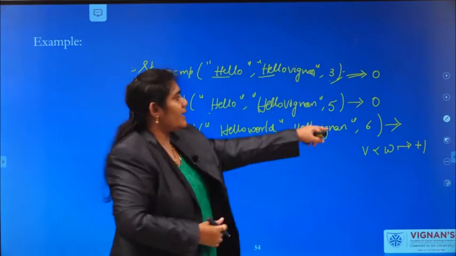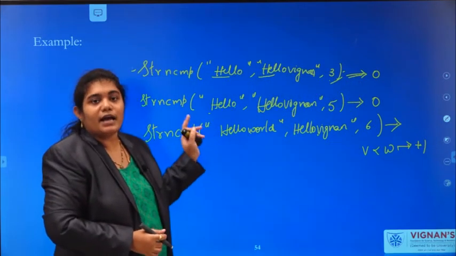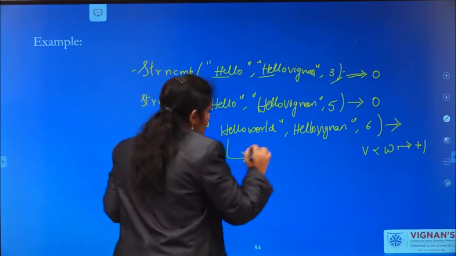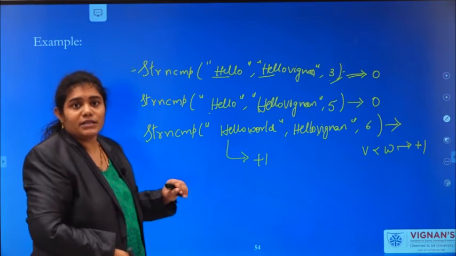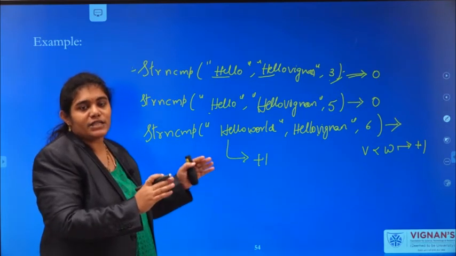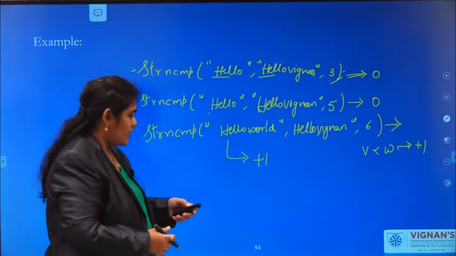W is greater than V. So the output is plus 1. So this is the way you can compare n number of characters from one string to another string, right?